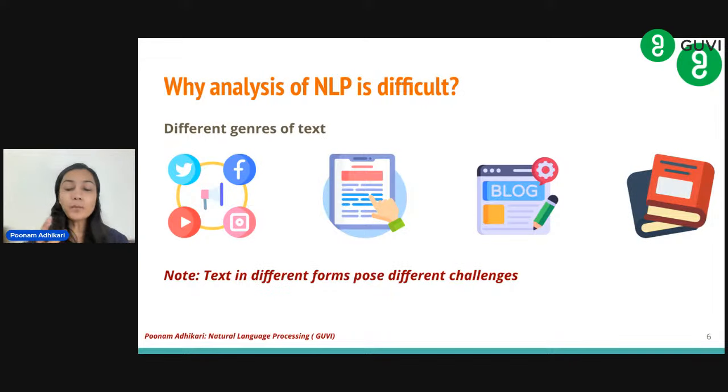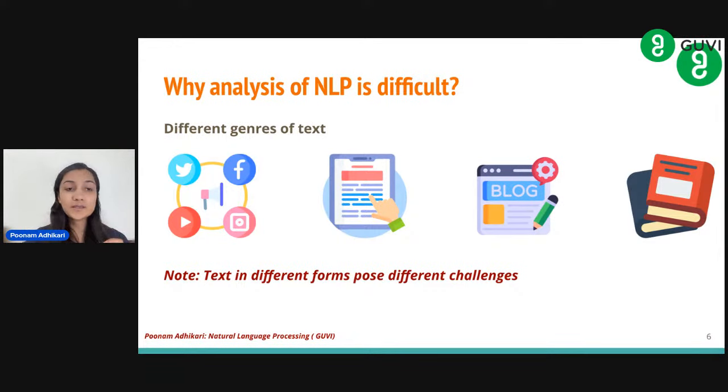Now, the problem is, okay, if it has so many applications, that means it is interesting, right? But what is the problem in it? Because the text that has been generated is from various or diverse sources. What can be the sources? One can be social media. For example, Facebook, you go to Twitter, you go to the YouTube videos or the comments made by the people, or go to LinkedIn, right? Or go to Instagram.